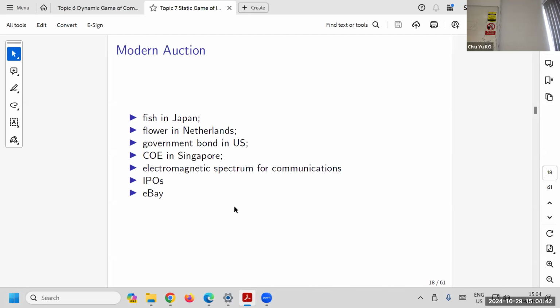And IPO and eBay, right? People already know an IPO is a public offering, and eBay, I hope you know already, is by auction.